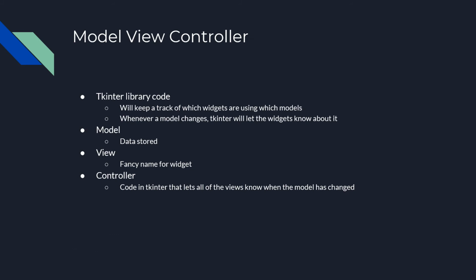The radio buttons that we are using are actually using the model view controller. This is when the Tkinter library keeps track of which widgets are using which models, and whenever a model changes, Tkinter will let the widgets know about it. The model is the data stored, view is the fancy name for the widget, and controller is the code in Tkinter that lets all of the views know when the model has changed.